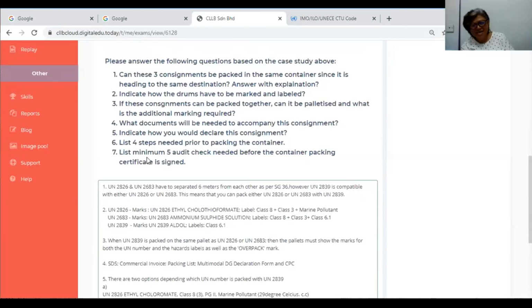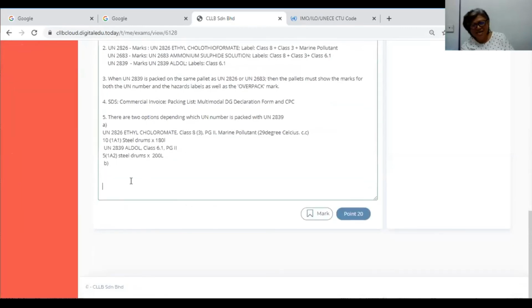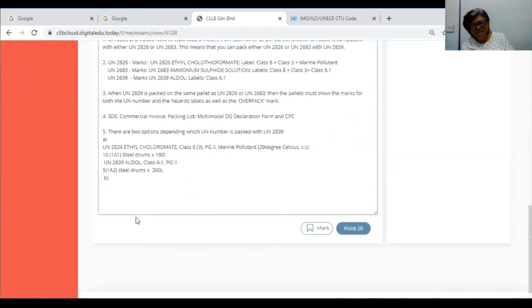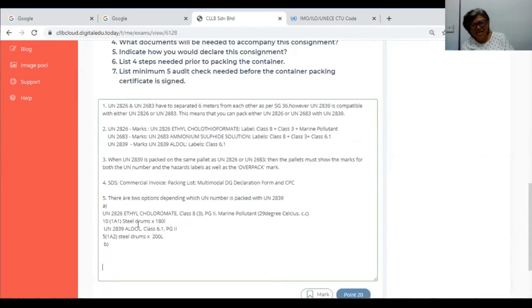Number 4 asks you to list down 4 steps that are needed prior to packing the container. So can you indicate 4 simple steps that before you start packing the container with dangerous goods that you need to be aware of? Check the cleanliness of the container.